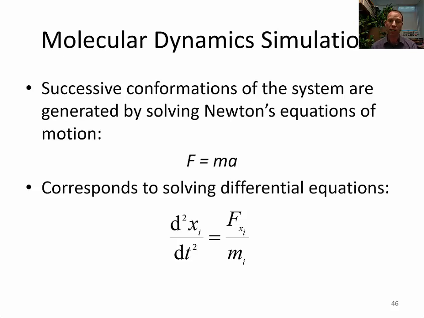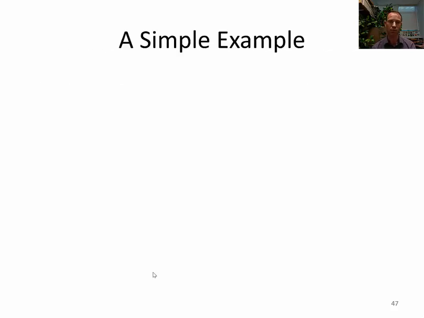In practice, we do this by solving these differential equations. So we have the second derivatives of the position with respect to t is equal to the force over the mass. So by using the force field, we can calculate the force on each of the atoms. We know the mass of all the atoms. So this gives us this term, d2x by dt squared. So this is the acceleration. So once we know the acceleration on an atom, we can calculate where it would be a small time step later. And that's effectively what happens.